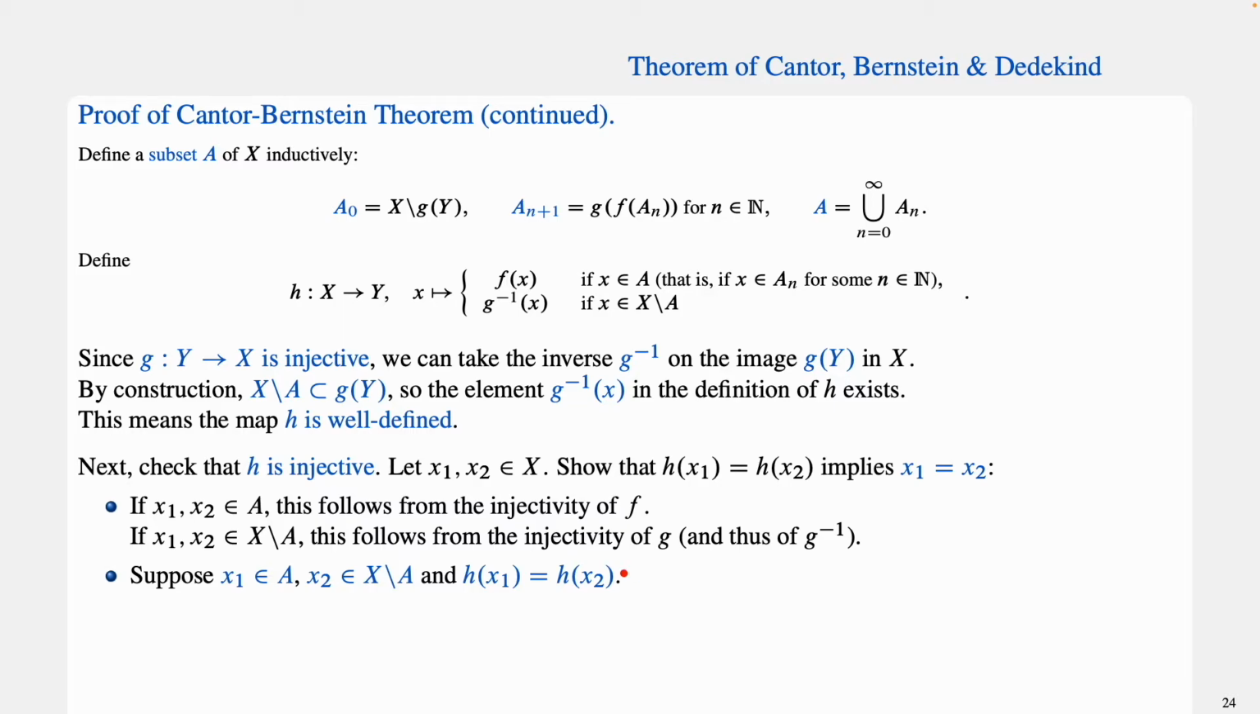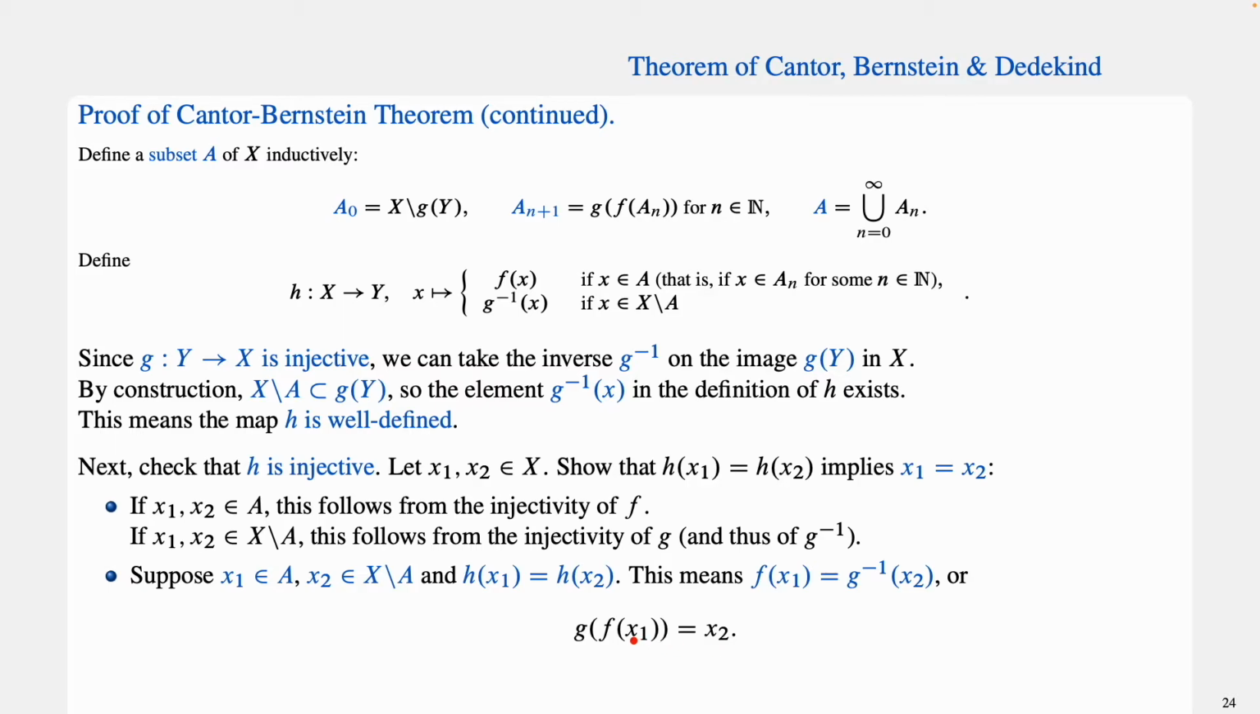And what we will show is that this actually cannot happen. This leads to a contradiction. So x1 being in A is mapped by H to f of x1, and x2 being in the complement is mapped to G inverse of x2. So this equality here means f of x1 is equal to G inverse of x2. Or equivalently, if we apply the map G to both sides of this equation, we get G of f of x1 is equal to x2.